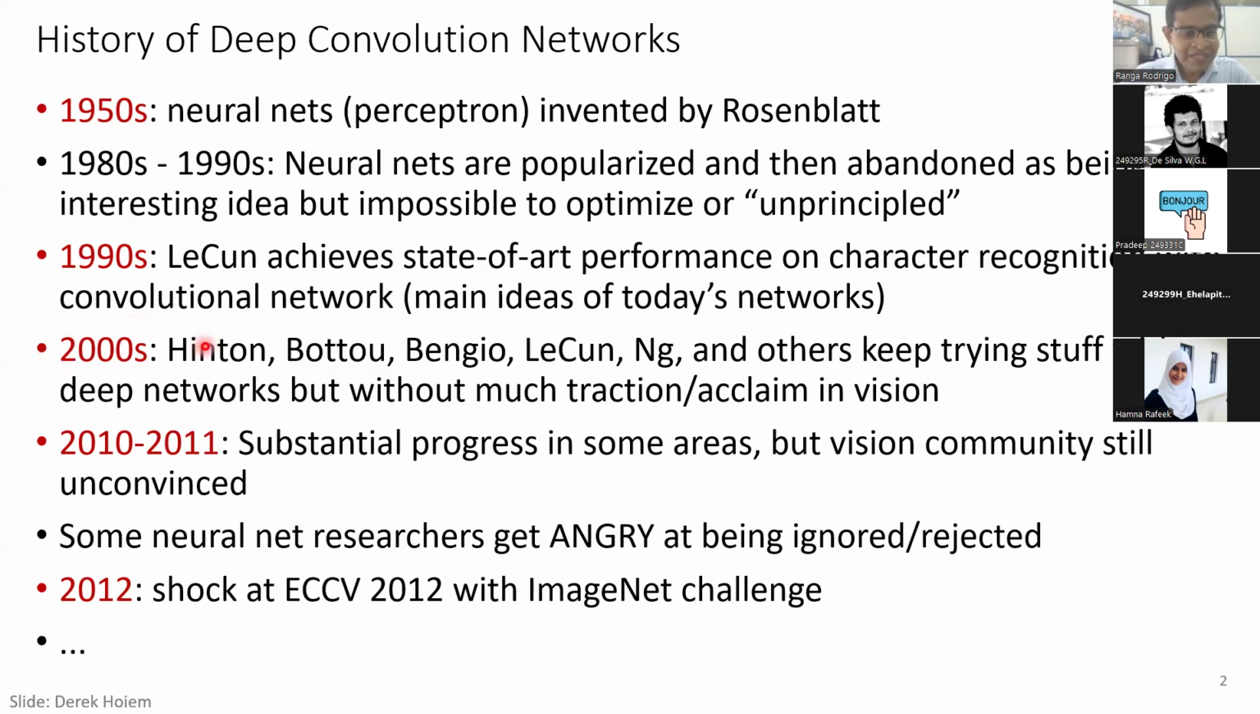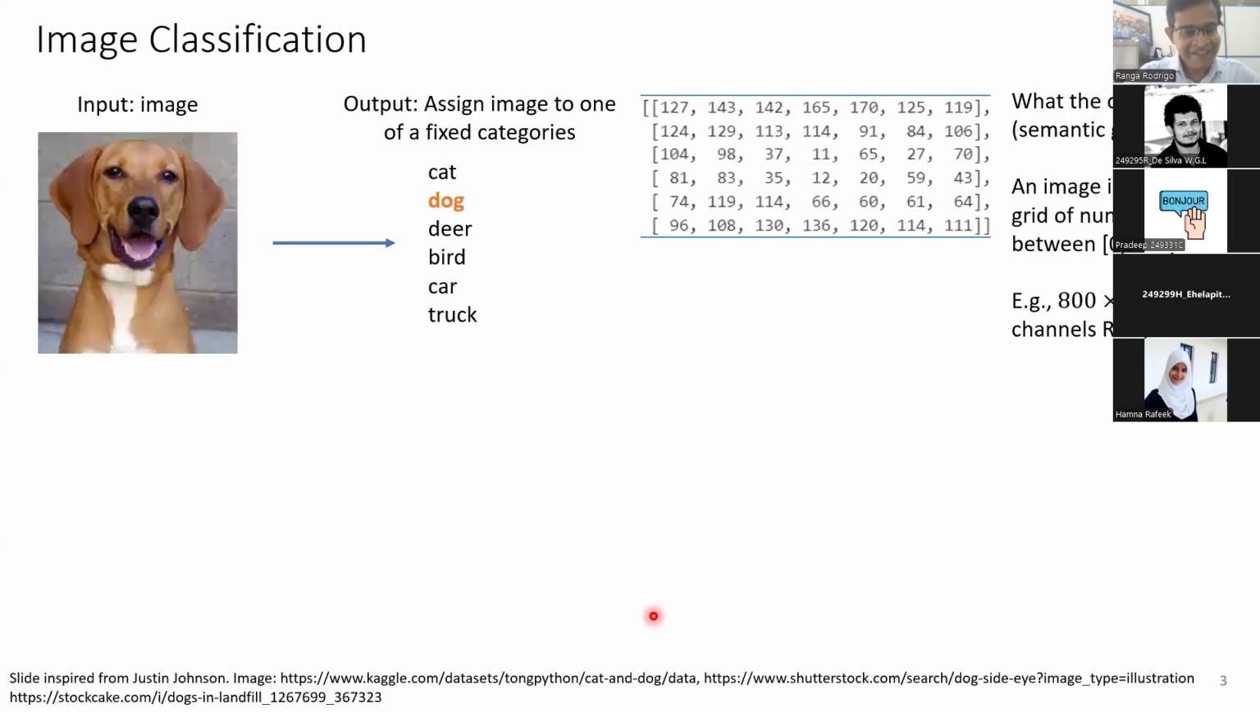And then in the 2000s, Professor Geoffrey Hinton and these people kept on working. You know that finally Professor Hinton won the Nobel Prize. This era saw substantial progress in some areas, but the computer vision community ignored these researchers. Some researchers got angry about this. But finally, in 2012, due to the AlexNet paper at the ImageNet Challenge, everyone started noticing this. AlexNet is one of the most cited papers in the world.